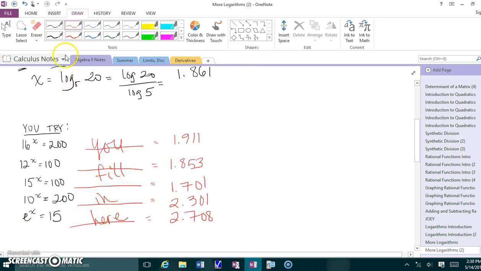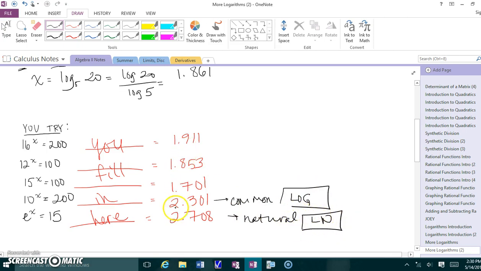So you should be back. You should have tried all these on your own. And hopefully you got these 5 answers. Notice this one was the common log. So you should have only had to just use the LOG button on your calculator. And this one was the natural log. You should have only had to use the LN button on your calculator.